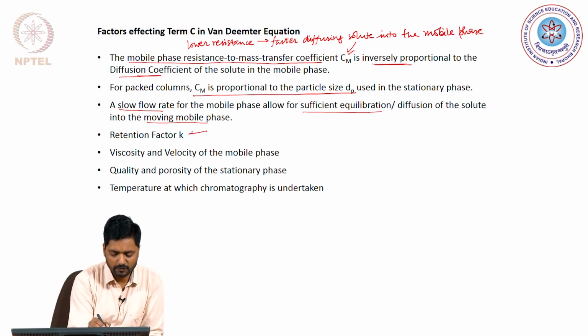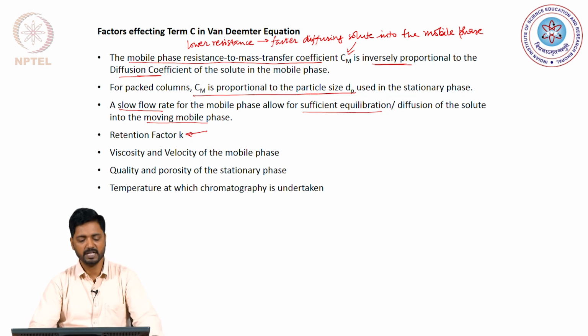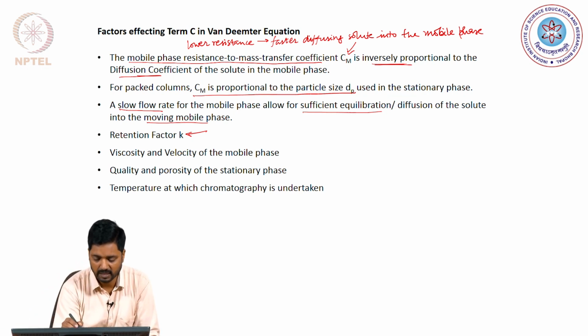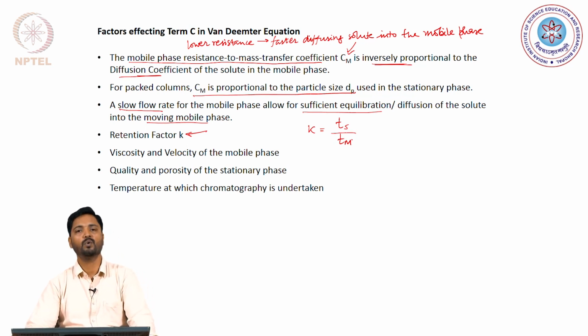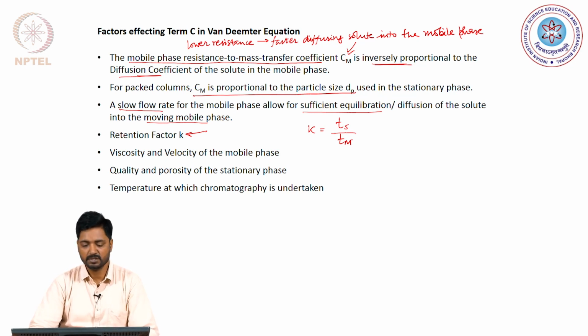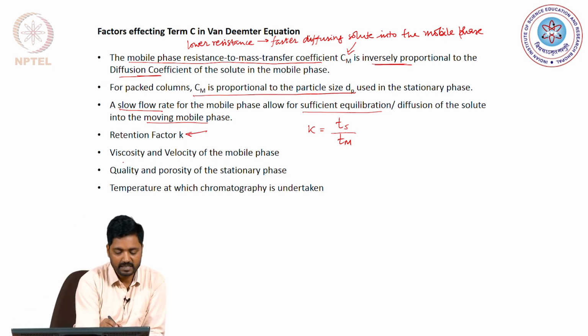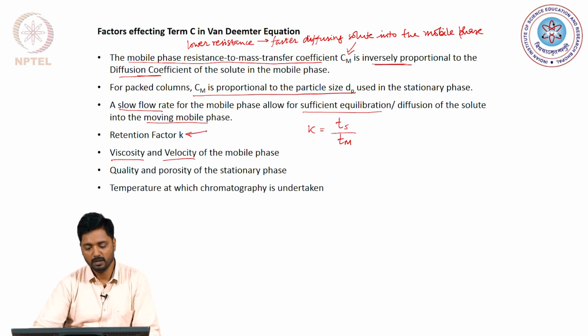Other factor that needs to be considered is this retention factor, and as you can recollect, the retention factor was the time the solute spends on the stationary phase over the time it spends on the mobile phase. So, a solute that has a higher retention factor will also exhibit greater resistance to the mass transfer into the mobile phase. And indeed the velocity and viscosity of the mobile phase will also influence the diffusion coefficient terms, and hence will have an influence on the C term of the Van Deemter equation.